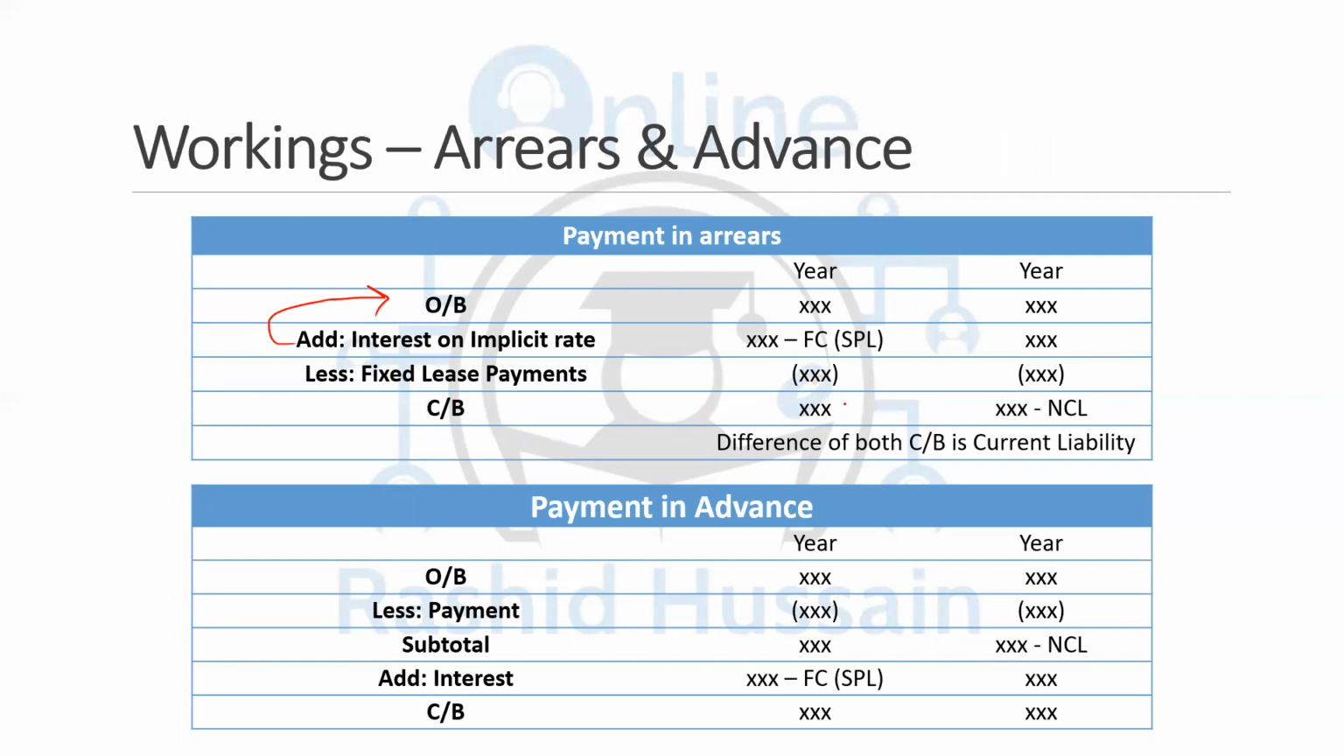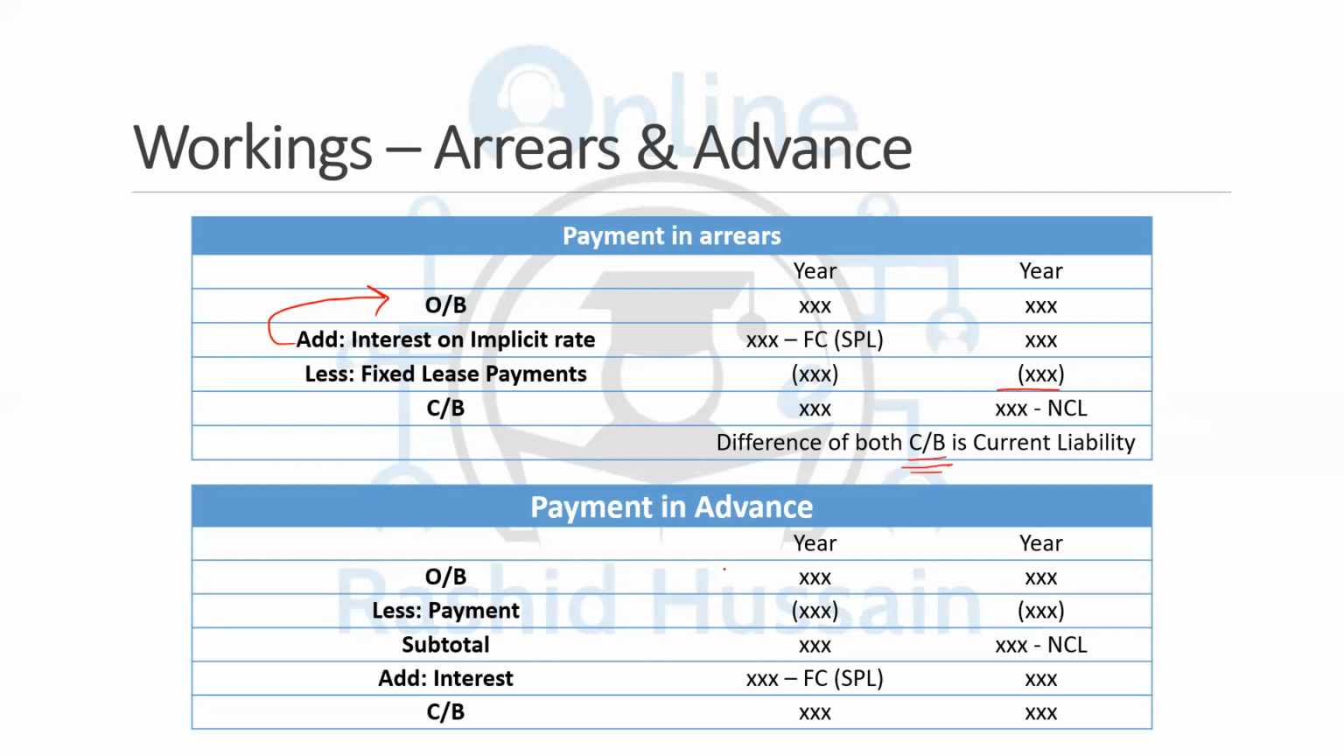Whenever we have the lease arrangement, we are supposed to calculate one extra year in order to split the liability between the current and non-current. The second year closing balance is your non-current liability, and the difference between these two is your current liability. And this is the payment in arrears, when you are making the payment at the end of the year.